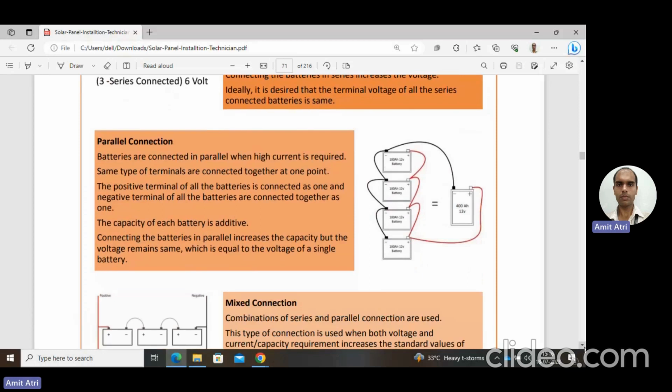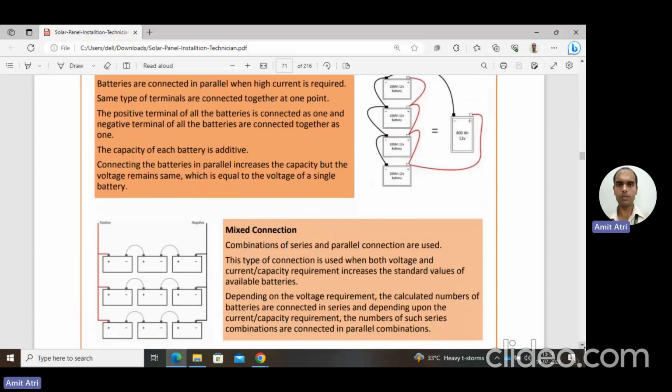Next is a parallel combination. In parallel connection, we are increasing the current, because in parallel the voltage will always be the same. Okay, so same type of terminals are connected together at a point, like all the positive terminals of the 3 or 4 batteries we are connecting in parallel. Positive terminals of all of them should be connected at one point, and negative terminals of all of them should be connected at another point. Then the capacity in ampere hour for one battery and for another battery are all additive. But the voltage is the same, that of the single battery. The total voltage will be the same as that obtained from a single battery.